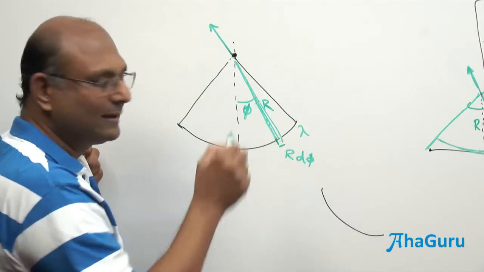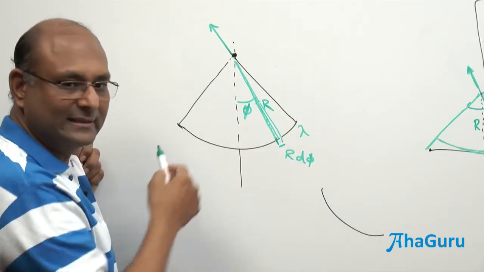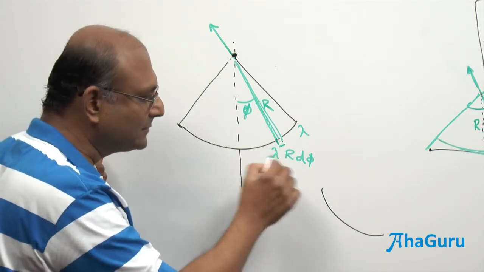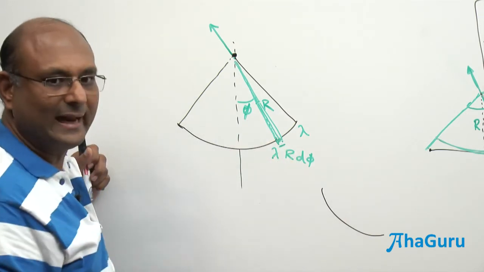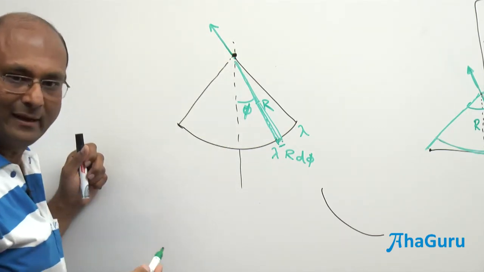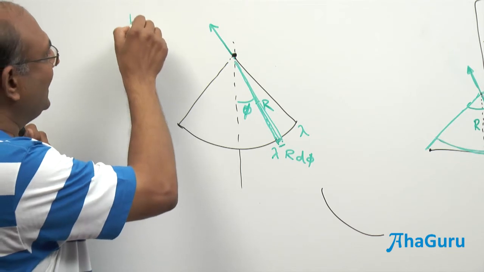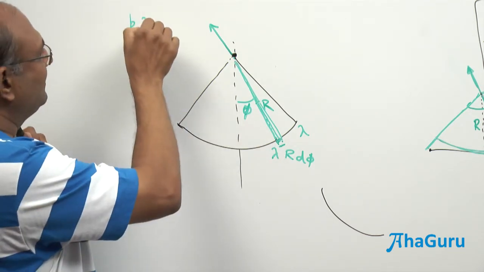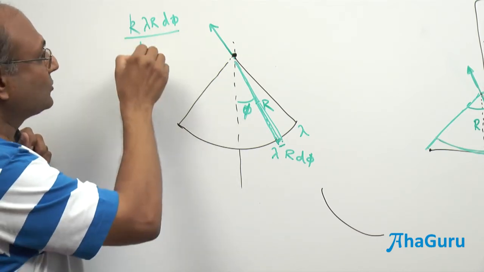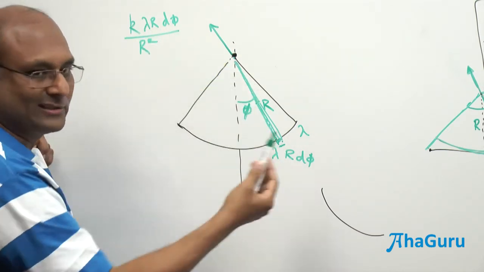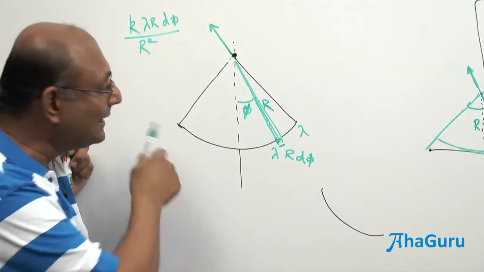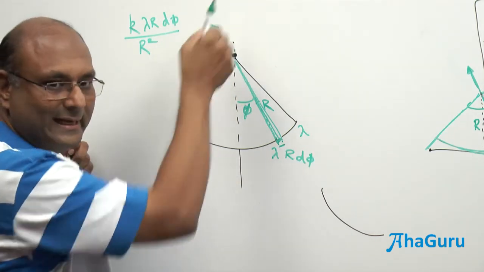And it has a linear charge density lambda. So that means the charge would be lambda times this length, and so that is lambda r d phi. And the field is kq by r square. So it is k times this, which is lambda r d phi by r square. Luckily for us here r is constant. Except this field is pointing like that. You know that the final answer to this is going to look like that.